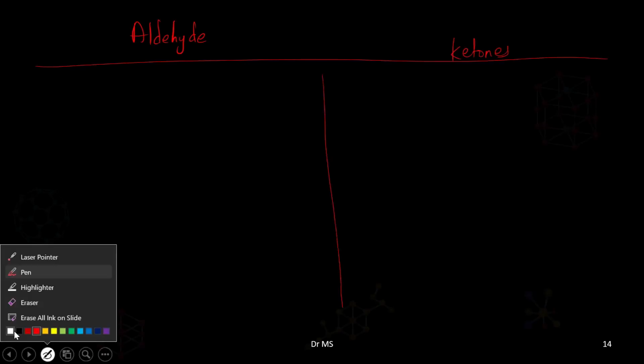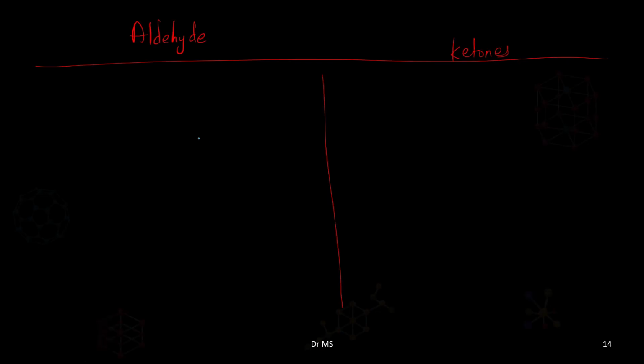So let's see various factors, how they are influencing these aldehydes and ketones. First of all, what is the common thing in the aldehyde and ketone? There is a C double bond O. Yes or no? So both are containing this carbonyl group.